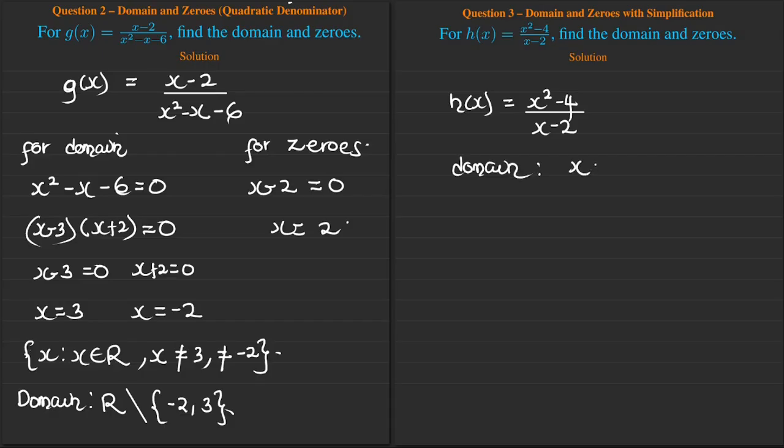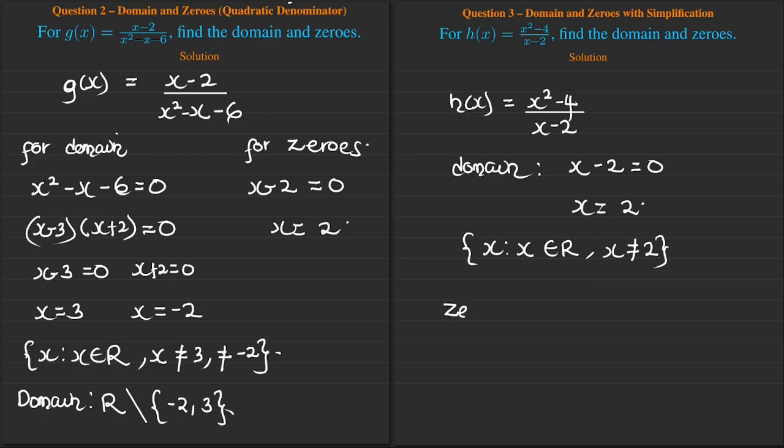Let's equate x minus 2 to 0. Solving for x, we have x equal to 2. So for our domain, we'll say x is an element of R, but x is not equal to 2, because if we put x equals 2, we are going to get an undefined expression.